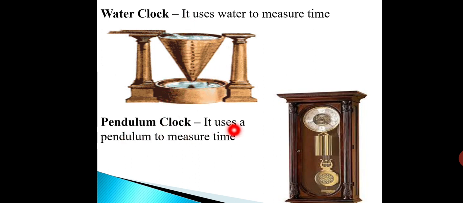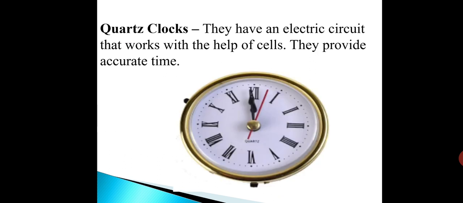Then you have a pendulum clock, which we will study in detail. It's really very important. It goes till class 10 also. And if you study in 11 and 12, then also you will study all these motions. The pendulum clock uses a pendulum to measure time. This is the string, and here you can see this round bob. Can you see this round bob? Then you have a quartz clock.